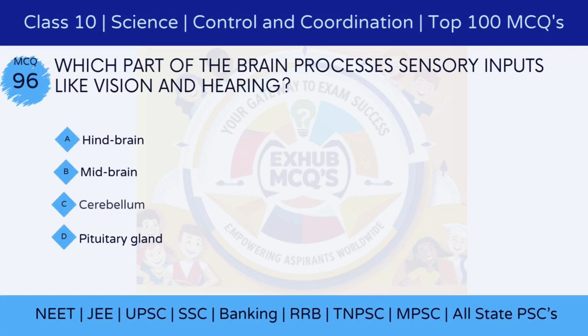MCQ 96. Which part of the brain processes sensory inputs like vision and hearing? Option A, hindbrain. Option B, midbrain. Option C, cerebellum. Option D, pituitary gland.